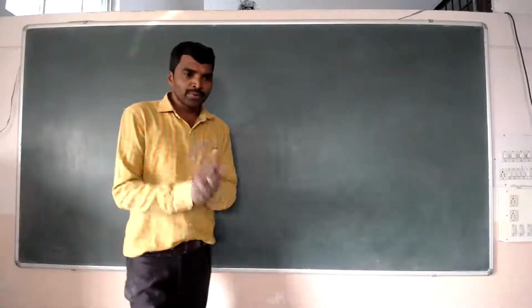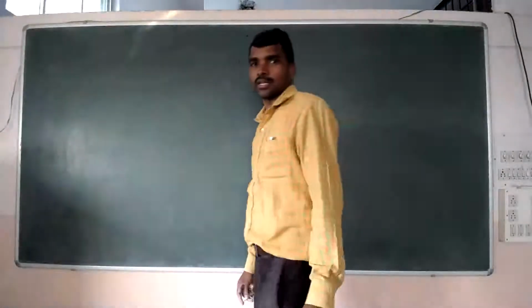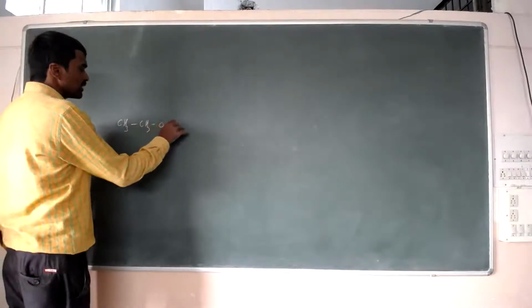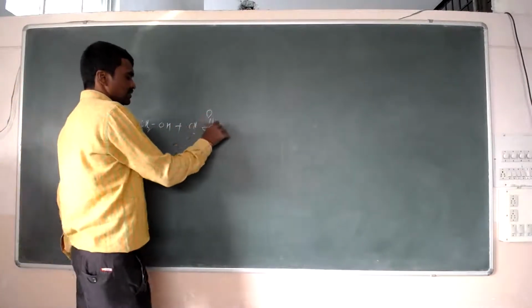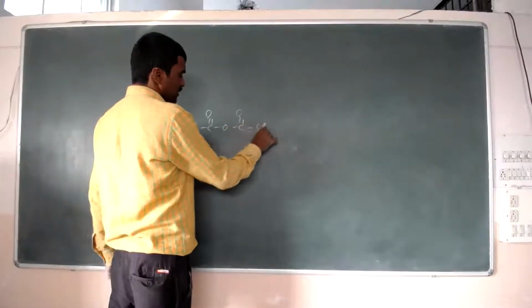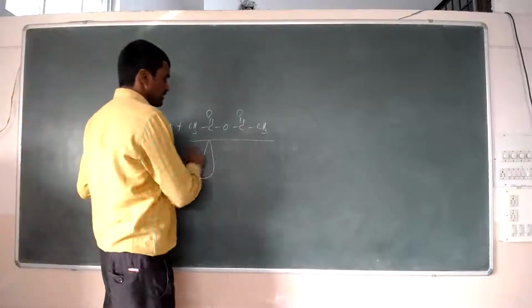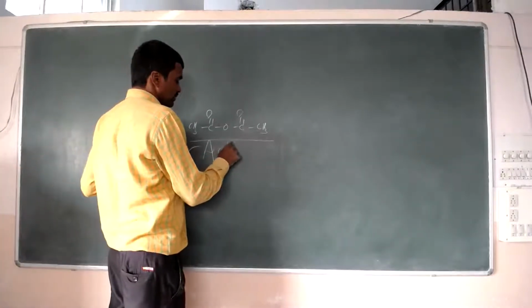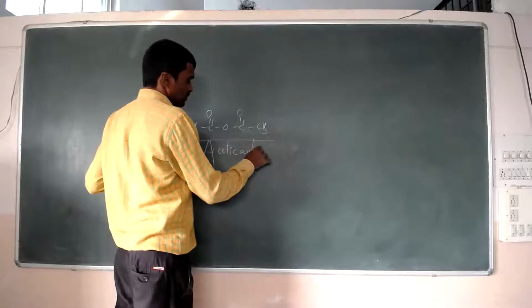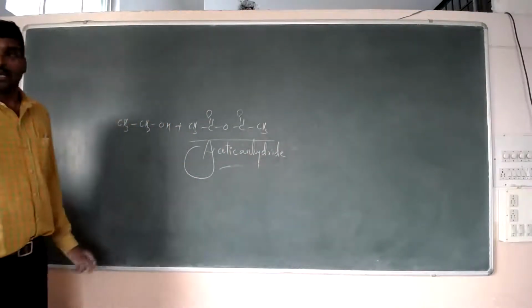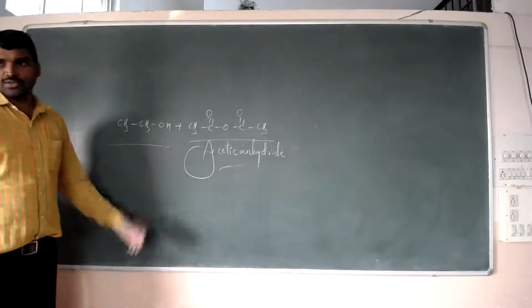Now see, what I'm going to tell? How many alkyl groups are there? You know that for the general reaction, alcohols react with acetic anhydride. CH3 C double bond O, C double bond O, CH3. What is this? This is acetic anhydride. Acetic anhydride reacts with the alcohols.